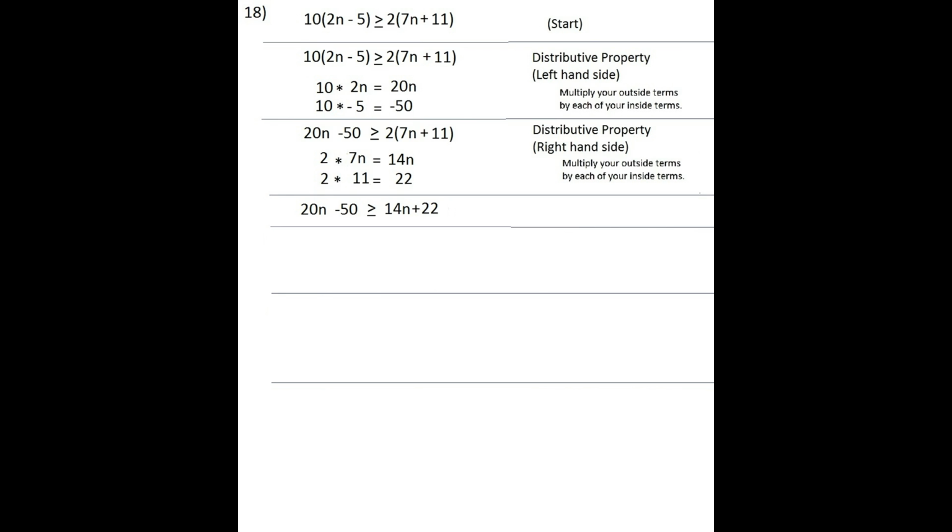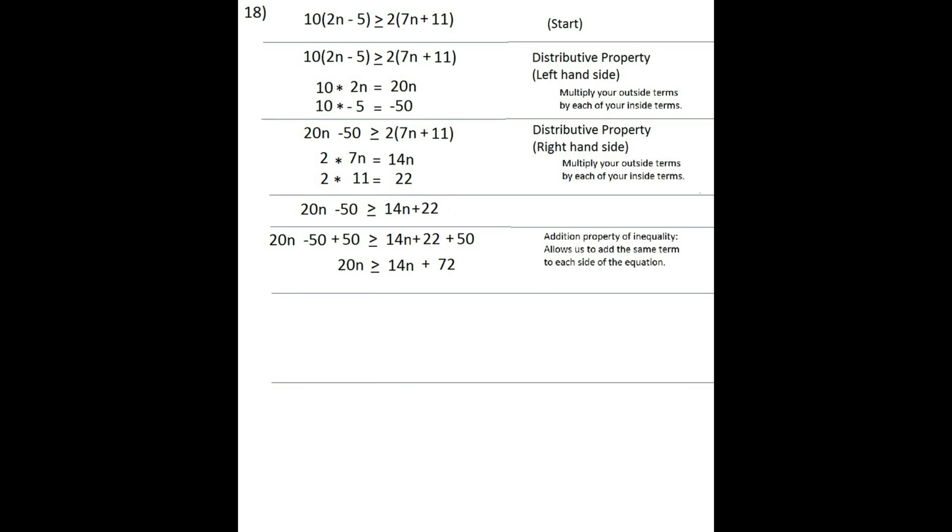So we have to move our constants without variables onto the right, and our variable terms, the n's, onto the left. So what do we do? We're going to add 50 to both sides. So there we are, 20n minus 50 plus 50, they cancel out, is greater than or equal to 14n plus 22 plus 50. Now, when you put that all together, that's 20n is greater than or equal to 14n plus 72.